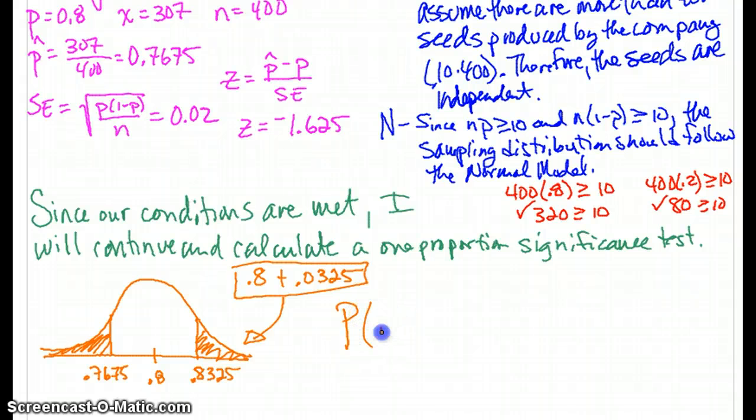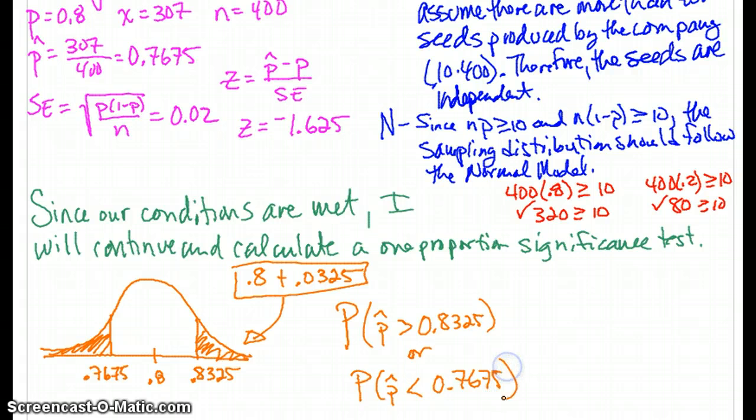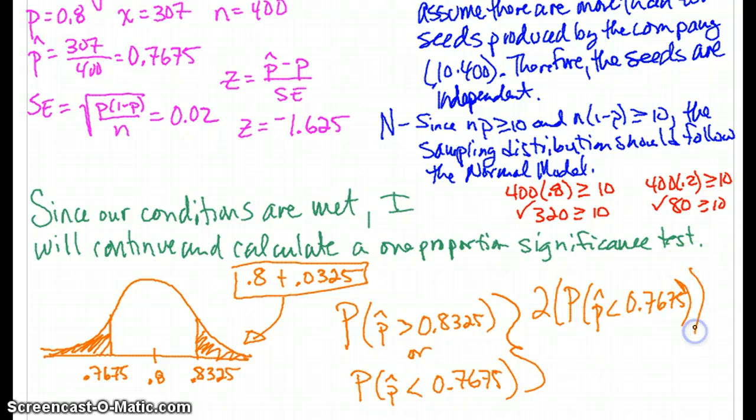Our probability statement is the probability that p hat is greater than 0.8325, or the probability that p hat is less than 0.7675, which we can combine and say that that's the same as 2 times the probability of p hat being less than 0.7675. And we calculate. Now, to get this value, don't forget, here's our p-value. We know it's going to be less than 1. How do we do that again?